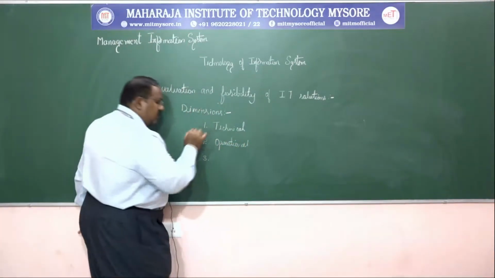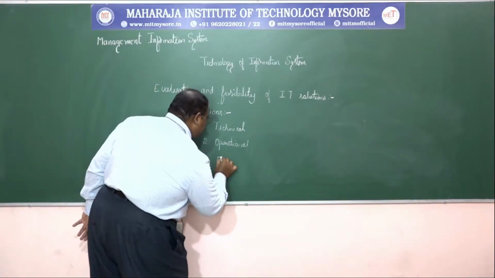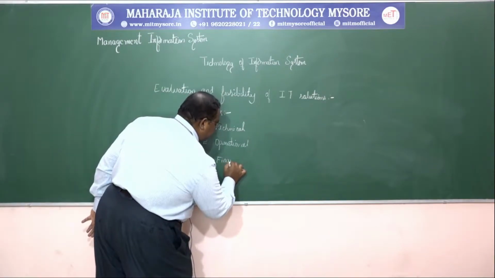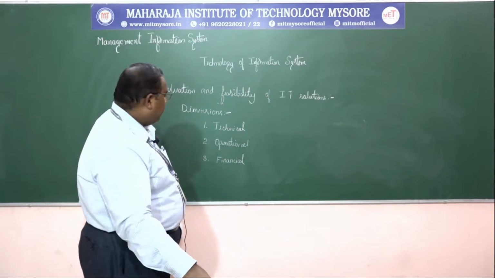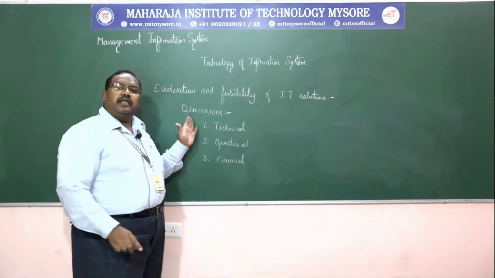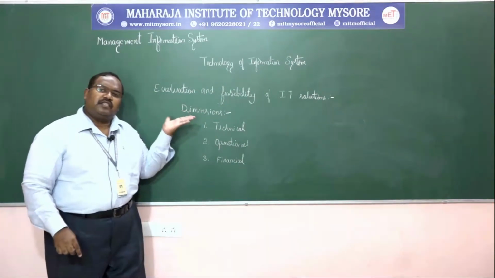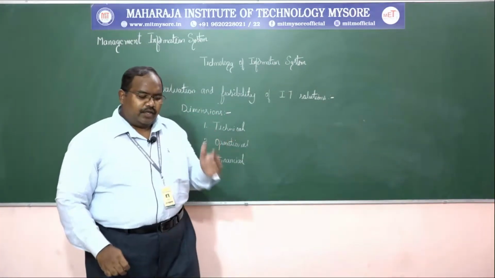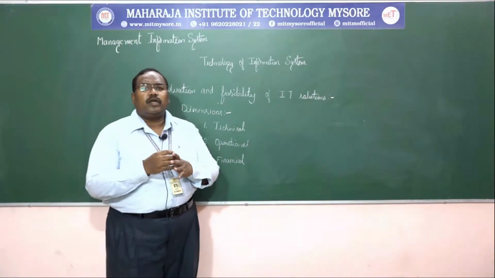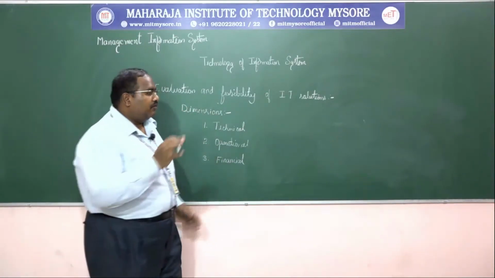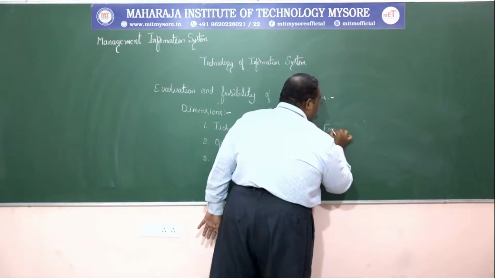And the third one is the most important, that is the financial aspects. So these three things are mainly considered to be the three main dimensions of evaluation of a feasible IT solution. Let us go into the dimensions one by one. So before going into the dimensions one by one, with respect to a diagram, let us look into the feasibility study.